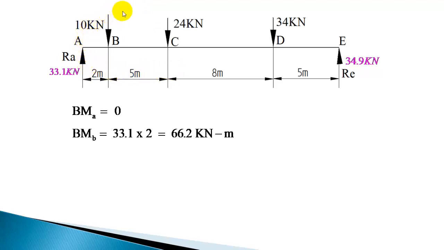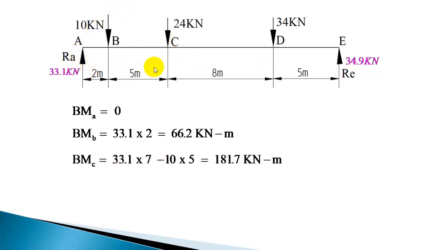So 33.1 into 7, which is producing a clockwise rotation, so positive, and this is producing an anti-clockwise rotation with respect to C. So 10 into 5, but it is producing a negative moment. So 33.1 into 7 minus 10 into 5, that will be the bending moment at C. So you have to take only left side forces. Don't consider the right side forces. If you consider right side forces, you have to consider only those forces, but you will have an opposite sign convention.